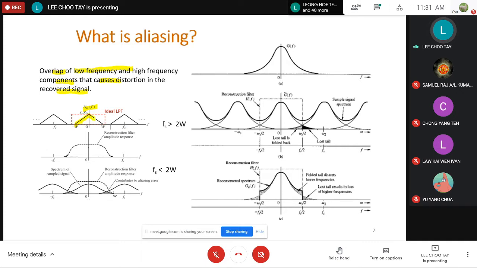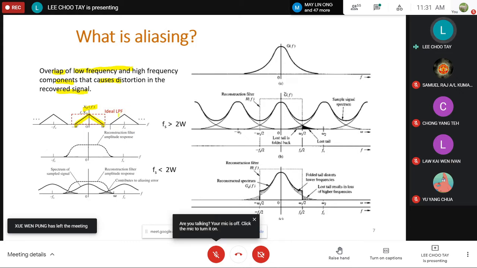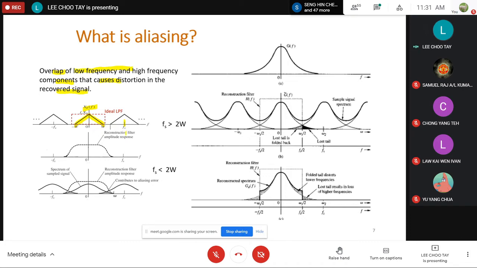When I sample the signal at the sampling frequency Fs, what happens in the frequency domain is that you actually have duplicates of the baseband spectrum centered at multiples of your Fs. In this case, this is 1 Fs, and you will have a duplicate again at 2 Fs, 3 Fs, and so on. In this spectrum, we just look at the baseband as well as the 1 Fs.